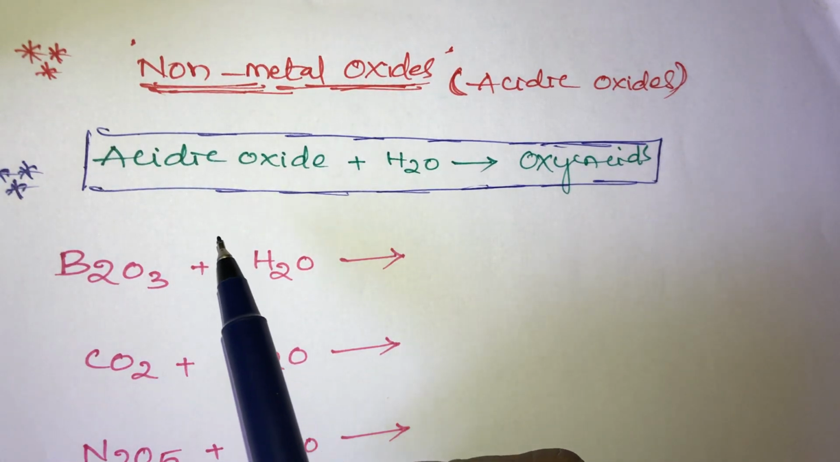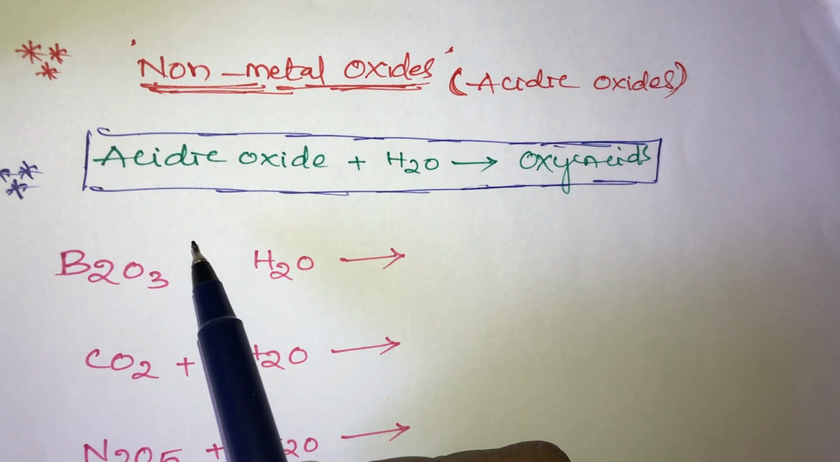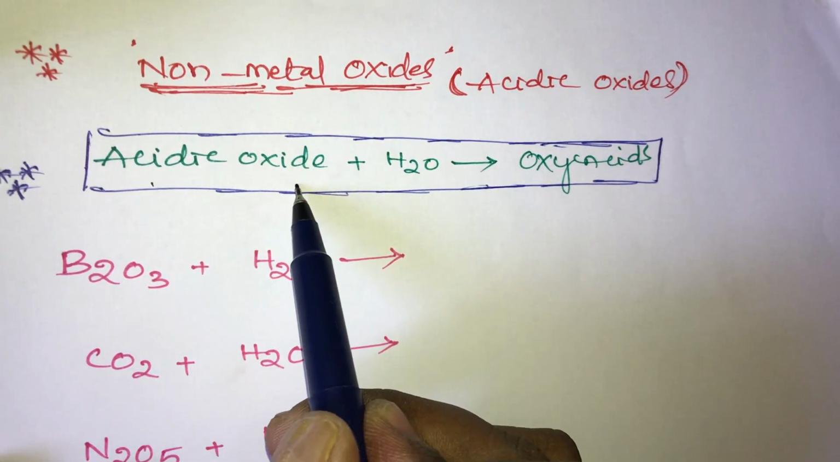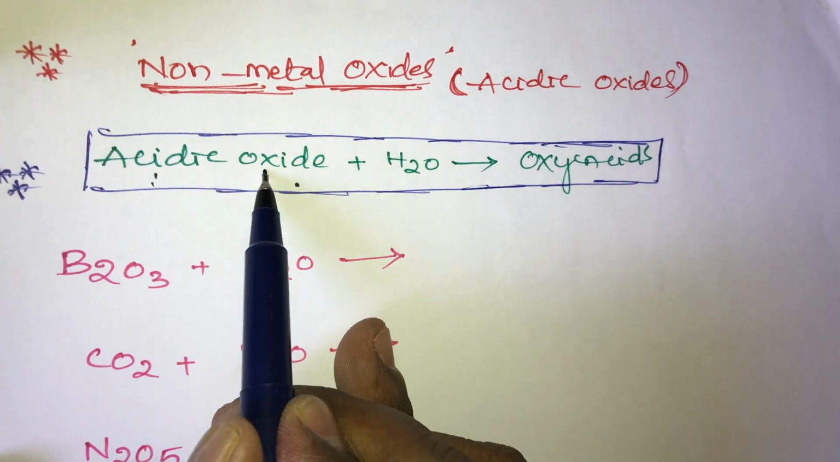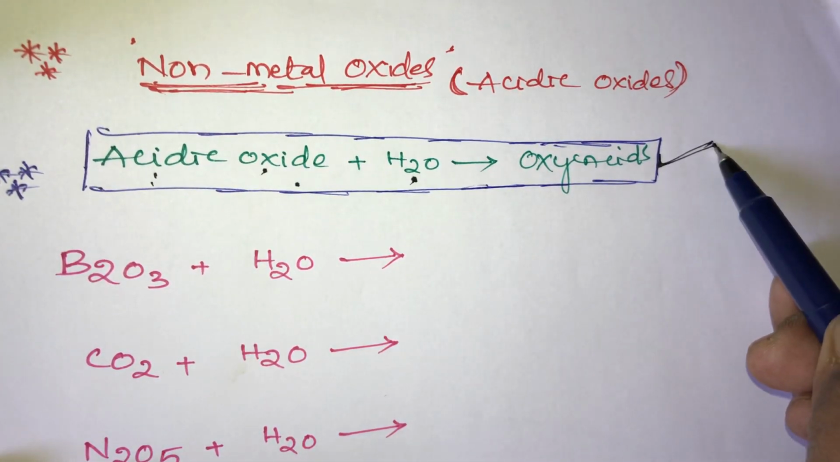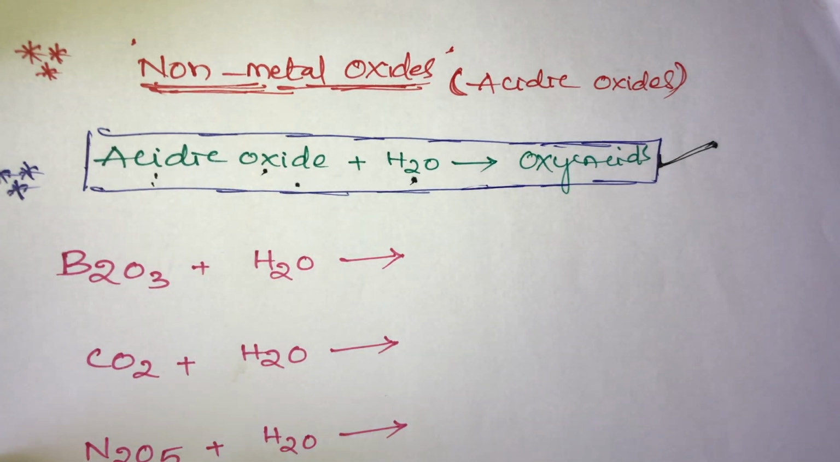Hello students, now a very important topic: non-metal oxides, the hydrolysis of non-metal oxides or acidic oxides. Generally, acidic oxides are non-metal oxides. Acidic oxides dissolve in water to form oxo acids or oxy acids.